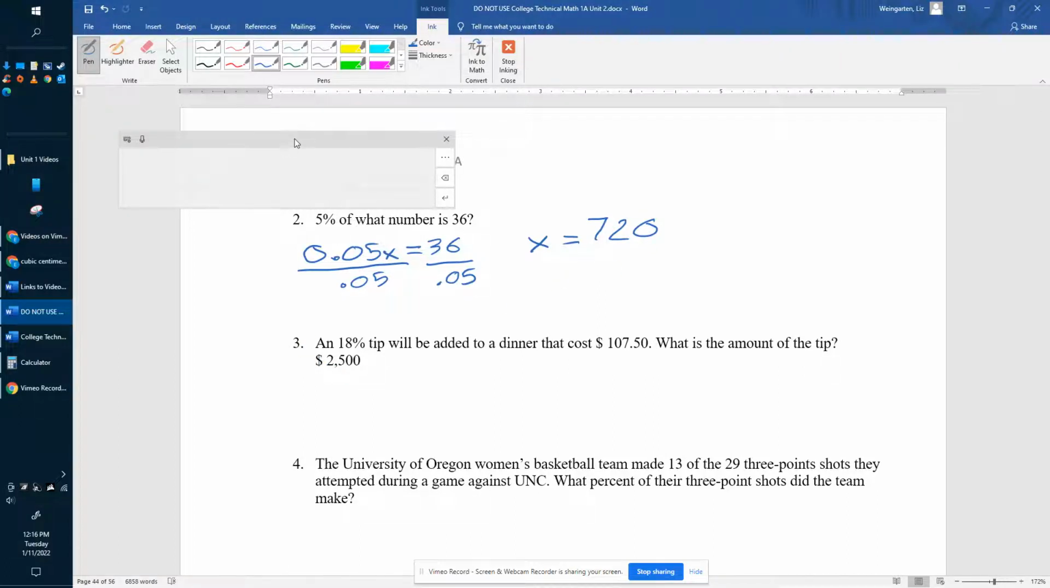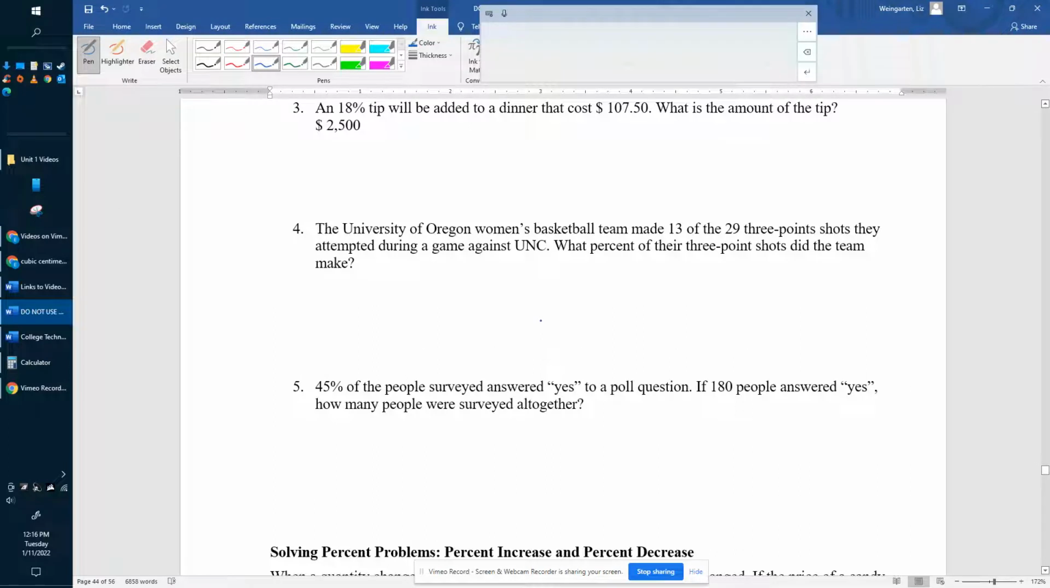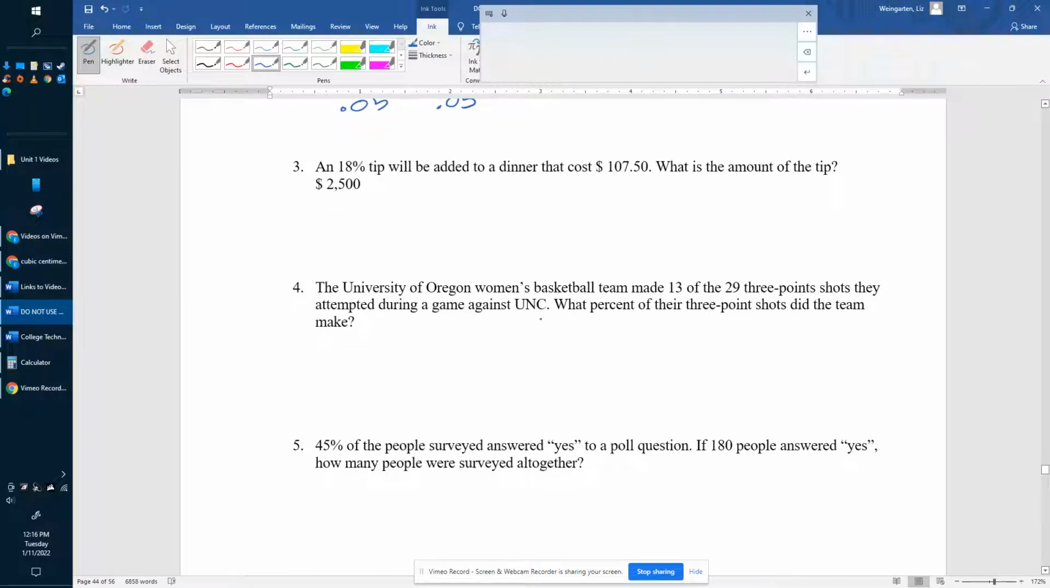All right, some real life wordy word problems. An 18% tip will be added to a dinner that costs $107.50. What is the amount of the tip? I'm not sure what this is. We can cross it out. So what is the amount of the tip?